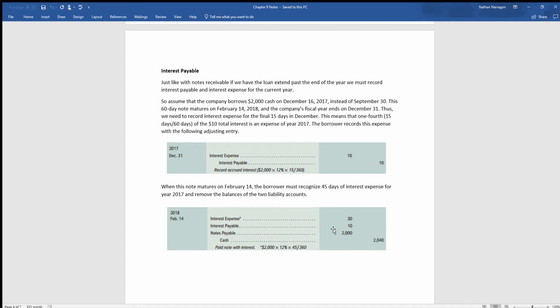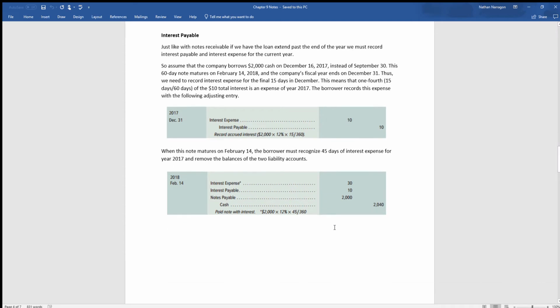Okay? So that's if we have interest. So awesome stuff on that. We have interest expense and interest payable. So if the loan goes beyond our actual December 31st, we do have to watch out for that. Alright.